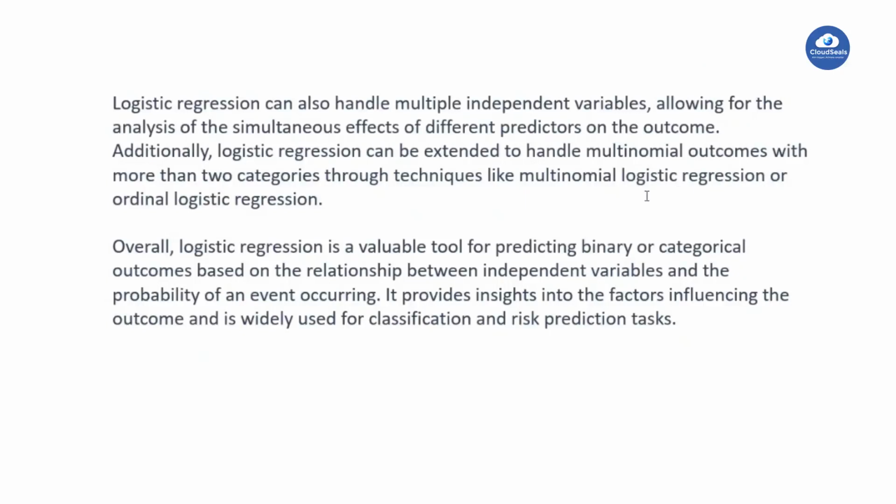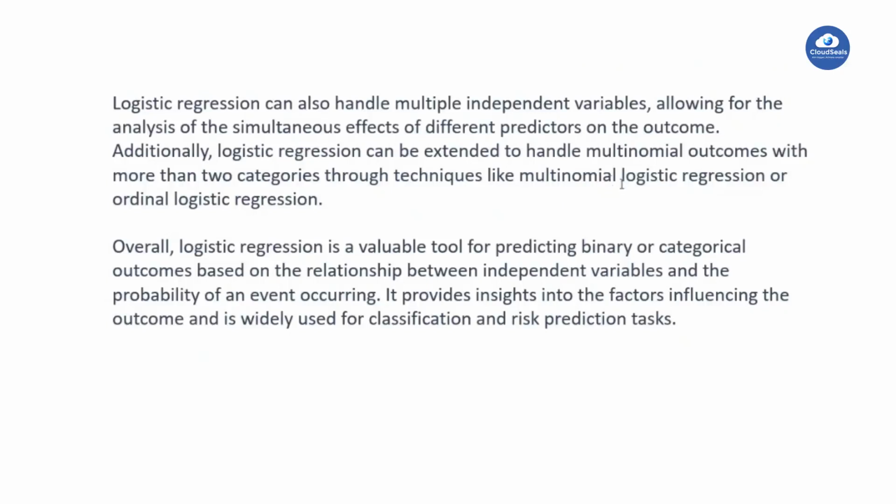See, in linear regression there are two types: simple linear regression and multiple linear regression. It depends on the input. If there is one independent variable, it is simple linear regression. If we have more than one independent variable, it is multiple linear regression. Here, there are two types of logistic regression. One is binary logistic regression.